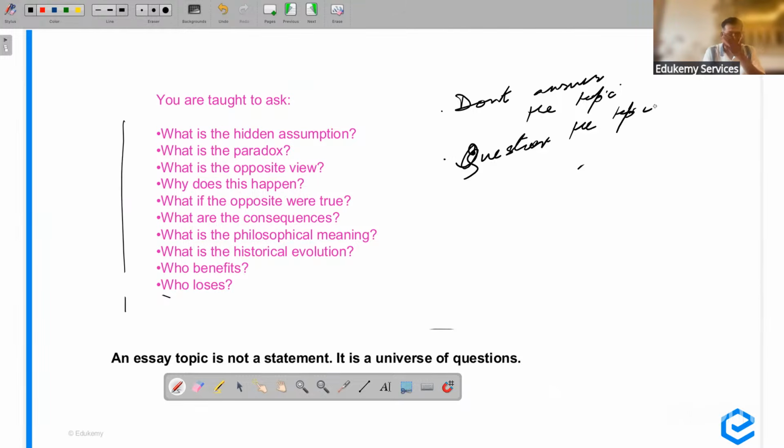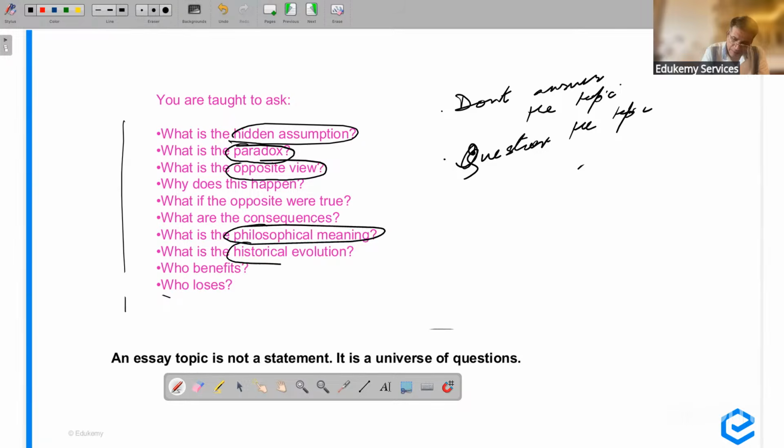So the question is, in the topic, what is the hidden assumption, what is the paradox, what is the counterpoint? Okay, in the topic, what is the philosophical meaning that is hidden inside the topic? Does the topic tell us about some historic evolution? These are those deep questions you have to ask. So this is what we will demonstrate. I'll demonstrate this to all of you.